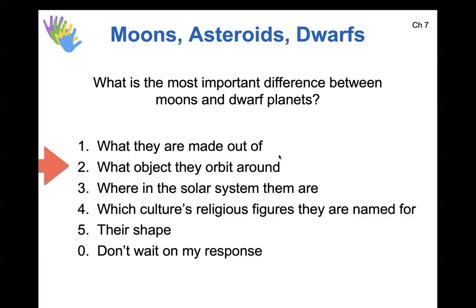All right, so continuing with chapter 7, we have that moons orbit planets, dwarf planets orbit the sun. And then what is the most important difference between asteroids and dwarf planets? Spoke about this a while back. What is it?